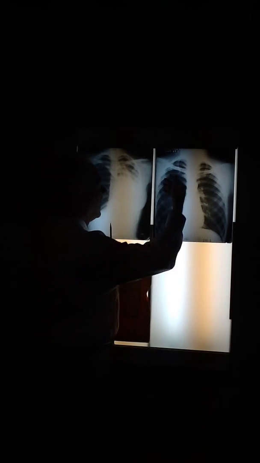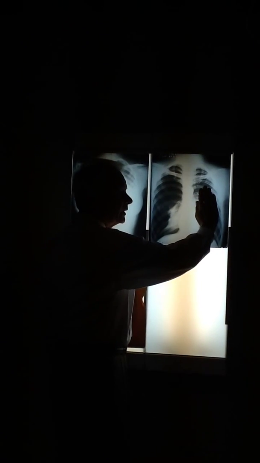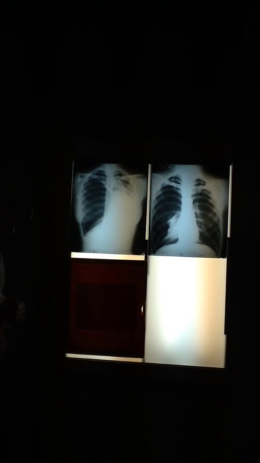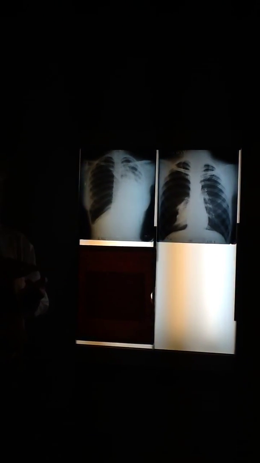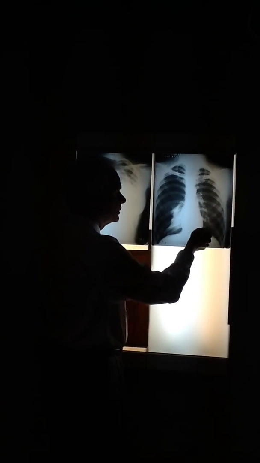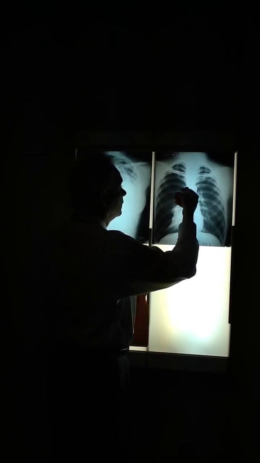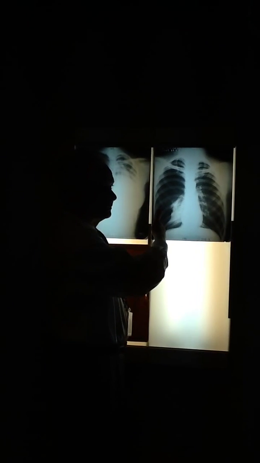All right. Hyperlucent and no visible what out here? No vasculature. No blood vessels. So the rule is hyperlucency and no visible blood vessels equals no lung there. Because if there's lung there, there needs to be blood vessels there. See? We've got hyperlucency, but we got blood vessels. Here we've got really hyperlucency and no visible vasculature.